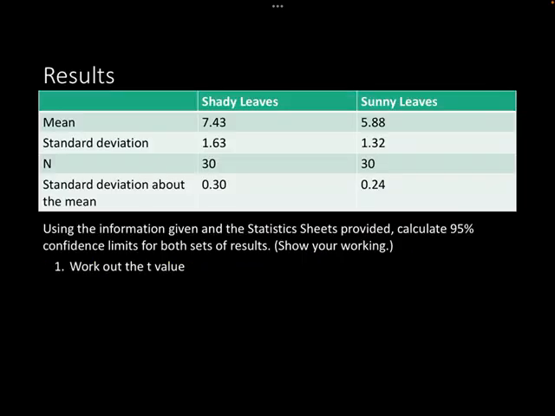The results that you have been given, you've been given the mean value for both sets of results, standard deviation, n, so how many were in the sample, and the standard deviation about the mean value. So using the information given and our statistics sheets again, calculate the 95% confidence limits for both sets of results and show your working out.